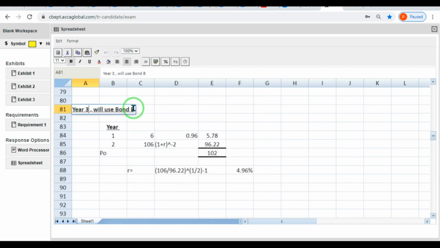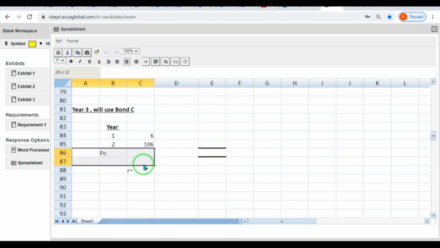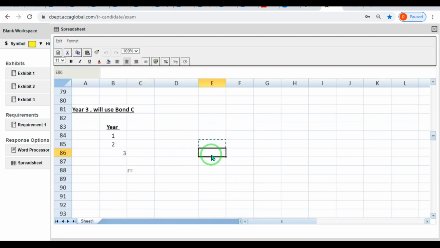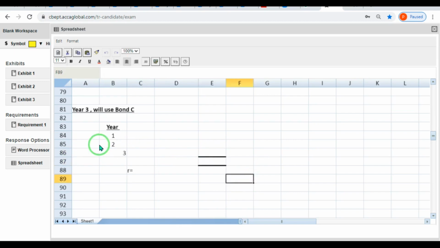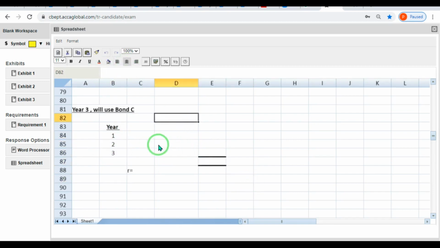This is using bond C. Is that okay? Using bond C. I think I can get rid of all this. Yeah, I can get rid of this. We will copy this. We'll get rid of this. Okay, this is going to be year 3. This one probably cut and we paste it here. Looks better. Okay, so don't worry about formatting. There's no marks for formatting.